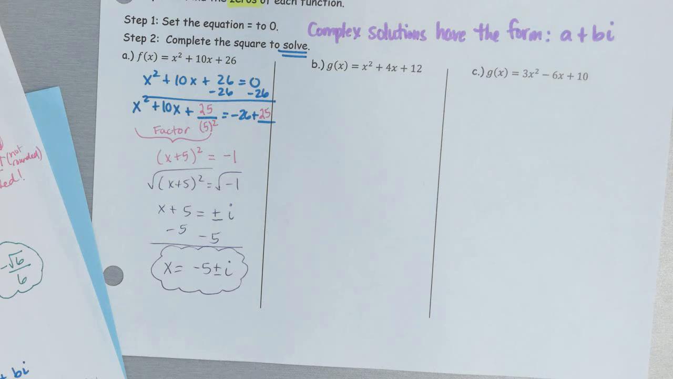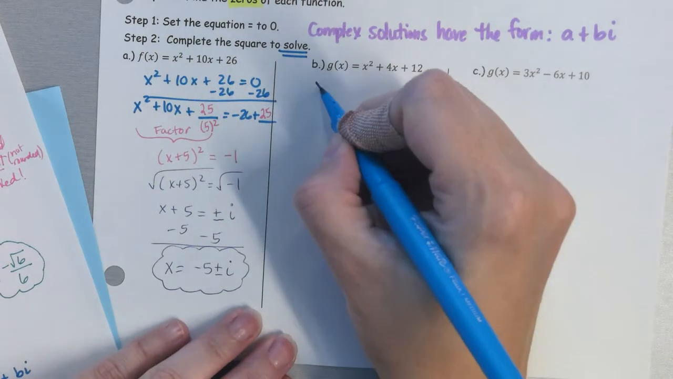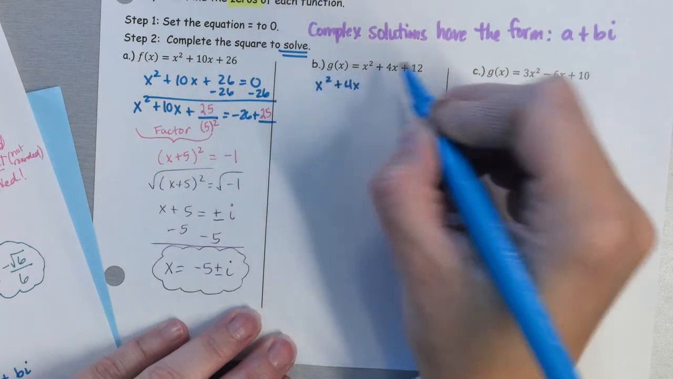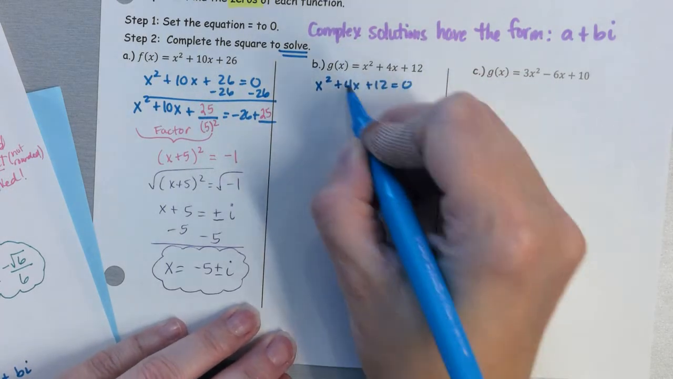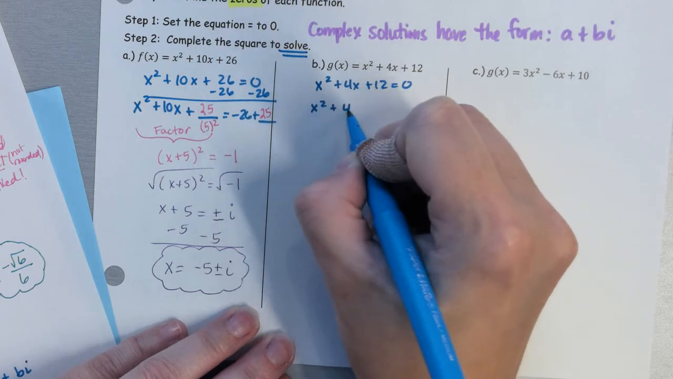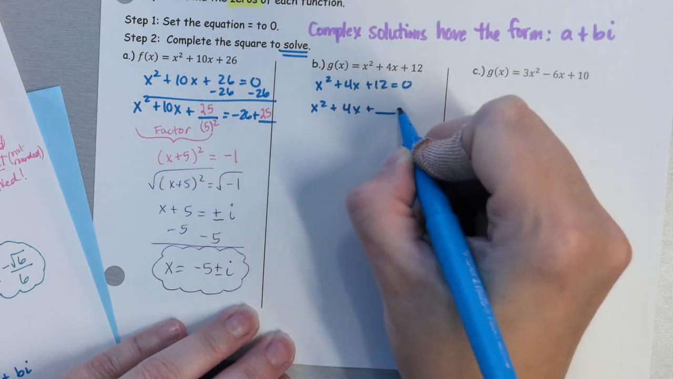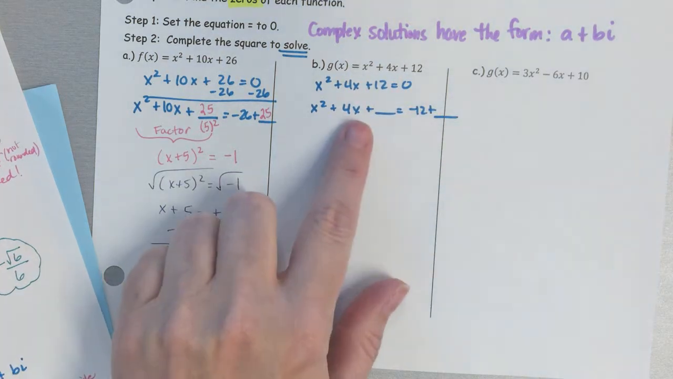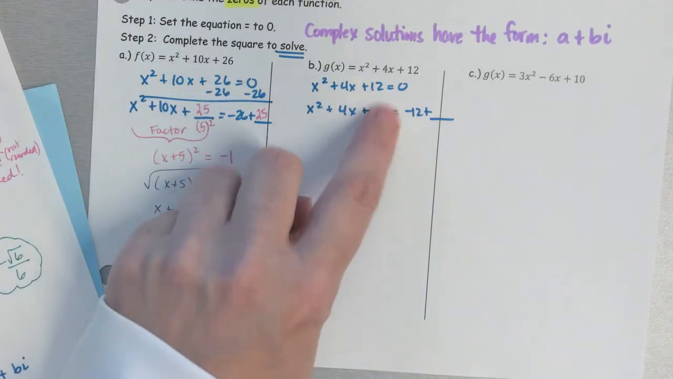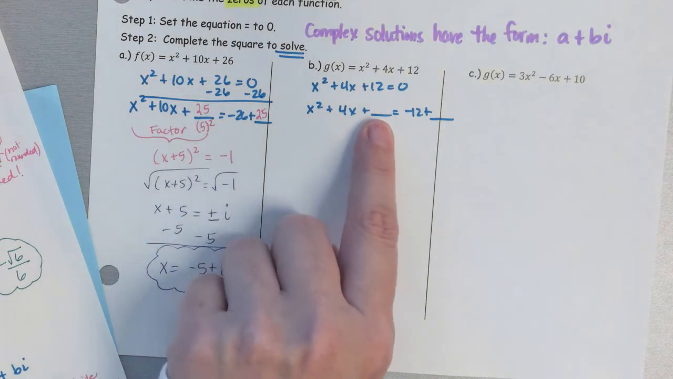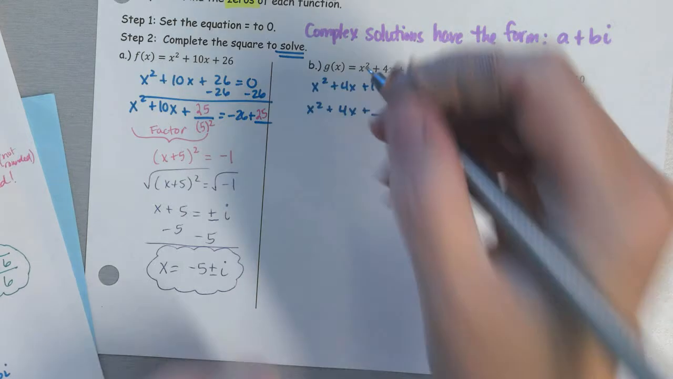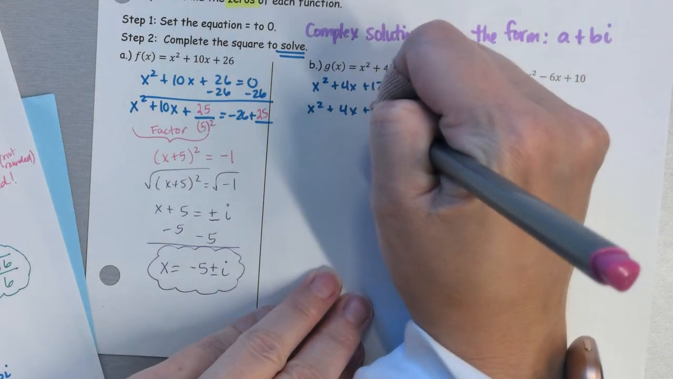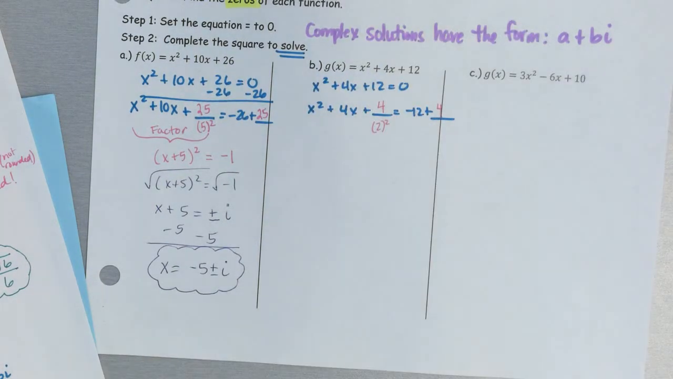Alright, let's work our way through B. So first step, setting equal to 0, okay? Okay, so x squared plus 4x plus 12 equals 0. And then remember, when you move that over, make sure that you do the subtraction, so it's -12. Okay, and then Kate and G, will you help me fill in my blanks? What did you get for this one? What did we add to both sides? Good. So half of 4 is 2, 2 squared, there we go, awesome.